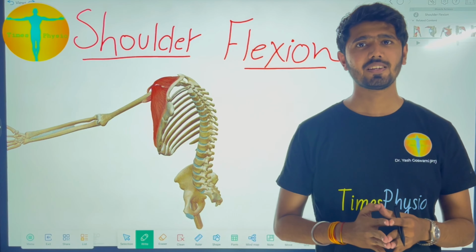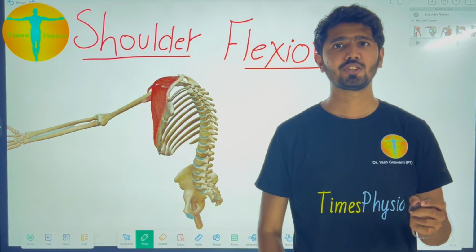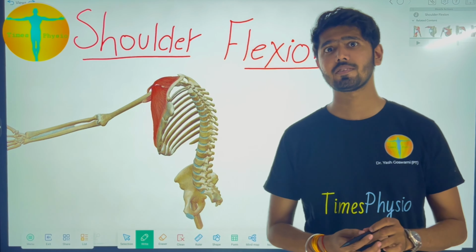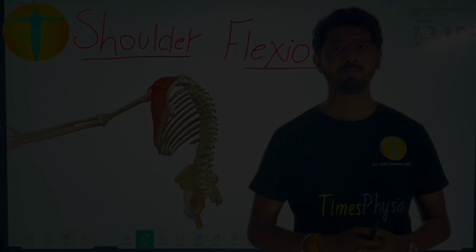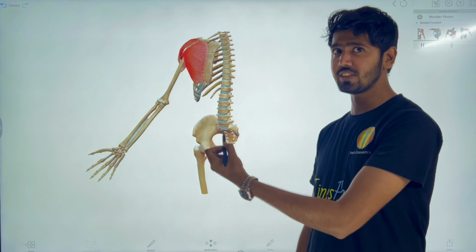So today we will discuss the shoulder flexion movement. Which muscles are responsible, and all the actions, insertions and origins of the muscles, in 3D anatomy view. As you can see in this video, to view it in a better way, we will turn it in the sagittal plane.